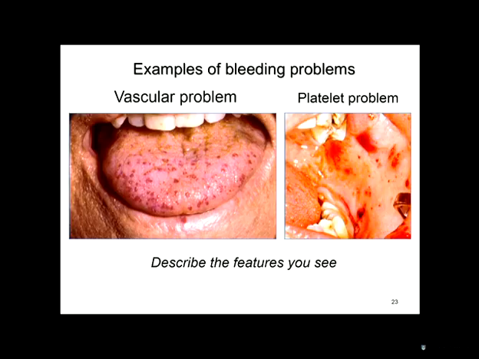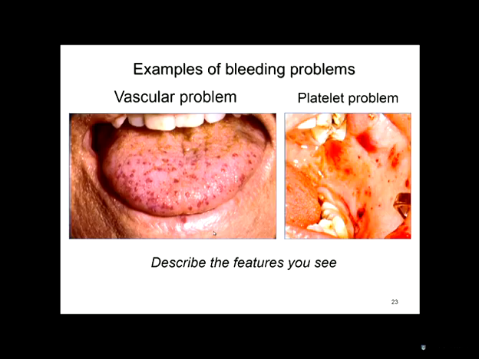So when it comes to bleeding problems, I already told you that vascular problems can manifest as bleeding problems because there's a deficiency in the wall of the blood vessel. And also, we're going to start initially, we'll talk about platelet problems. So here are just some examples.